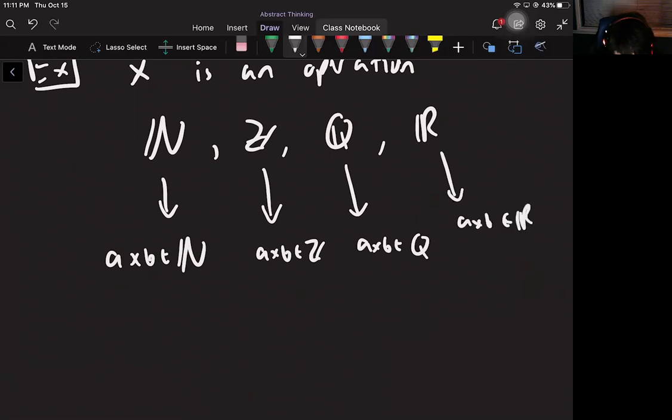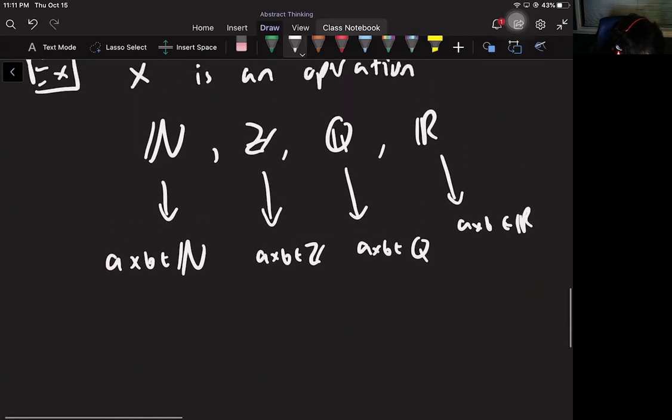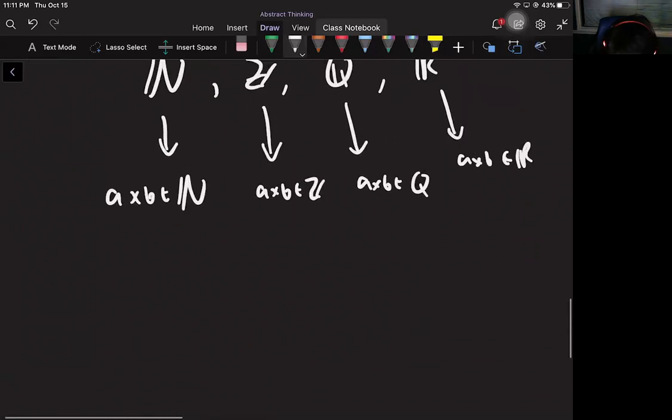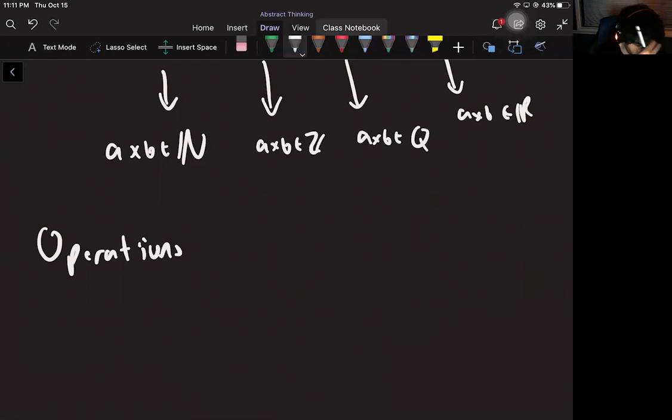If you start with two things in the set, the result is in the set. Okay, but those are boring because we've seen those operations a million times. So we got to get to something new. Otherwise, what's the point?